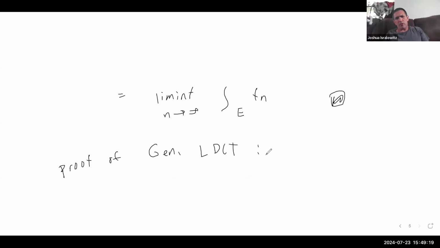So the proof of the generalized Lebesgue dominated convergence theorem, that prelim problem I just had up. It's the same basic proof as the example I did on the board a week or so ago. I'm going to do it in a slightly different order, with different steps, but basically the same proof.